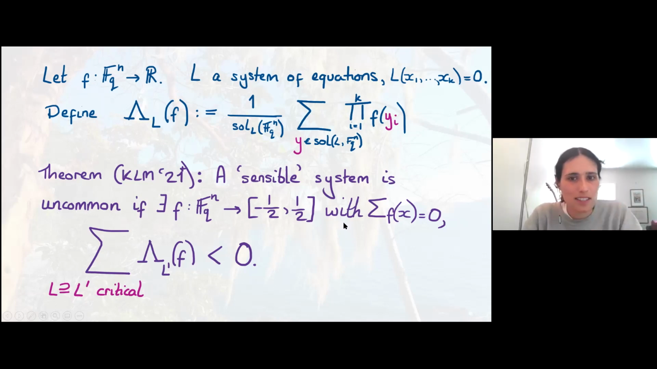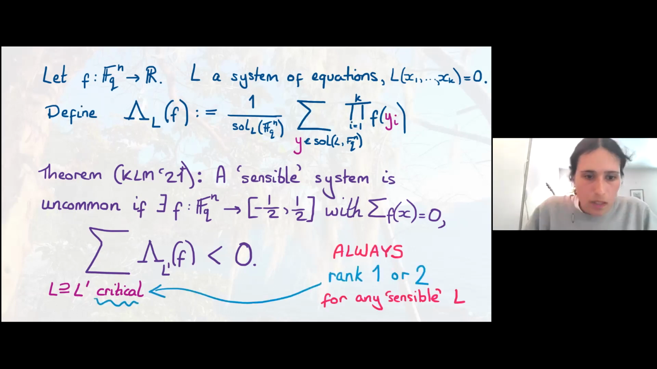Now, why does this help? Why is this not making this even more complicated? Well, these critical subsystems always have rank 1 or 2.